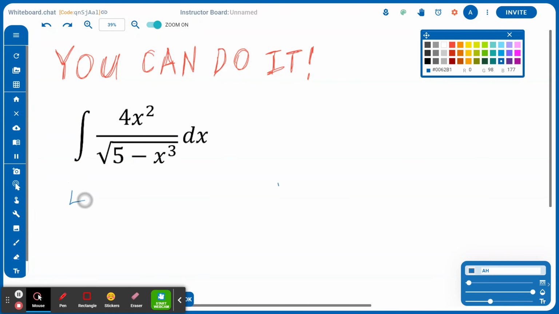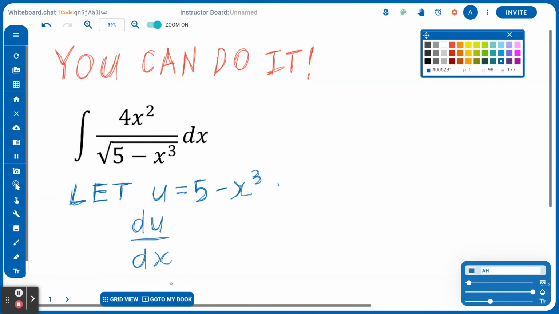Step number 1, you have to use a method called the method of substitution. The key concept behind this method is to let u equal the difficult part, such that the derivative is going to be a scalar multiple of the other part. So if you let u equal 5 minus x to the power of 3, this means du by dx, which means you're finding the derivative of u with respect to x, equals negative 3x squared.